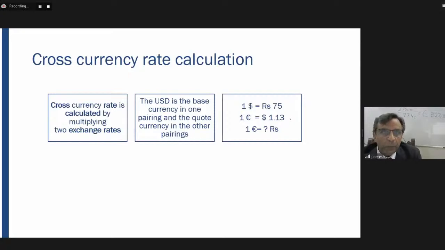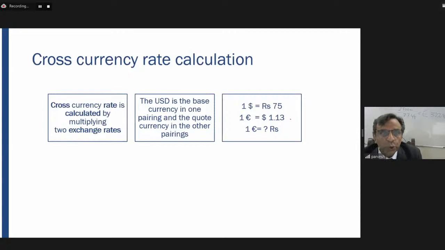$1 is 75 rupees. Okay. Now, if you don't know what the base currency or the quote currency is, just look: $1 is equal to 75 rupees. This is a European term. Why? Look at the right hand side. It is rupees. So if it is not dollar, it is European. If it is dollar, then it is American. Now look at the second quote. 1 euro is equal to $1.13. Okay. So this is an American quote because it has a dollar sign on the right hand side. So one currency pair is American, the second one, and the first one is European.